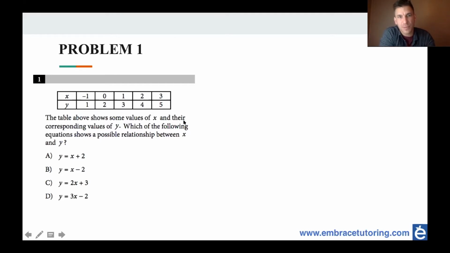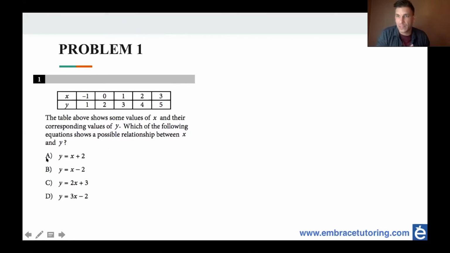Okay, so problem number one says the table above shows some values of x and their corresponding values of y, and asks which of the following equations shows a possible relationship between x and y. One thing I notice is that whenever I'm given a table, and given that I'm in the non-calculator section, what you can do is go immediately after where x equals 0. Then you can plug these values in. Where x equals 0, you should know that y is going to equal 2. So it looks as though A is going to be your best answer.